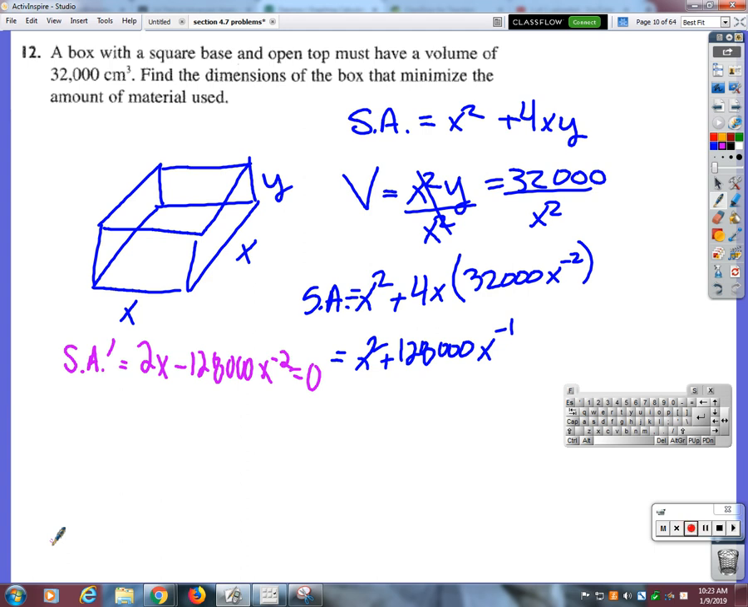Okay, great idea. We can divide by 2 to make these numbers a little bit easier to work with. So that will give me x minus 64,000. And while I'm at it, I'm going to just put that x squared back on the bottom, because that makes the algebra a little bit easier to do. Okay, what else?